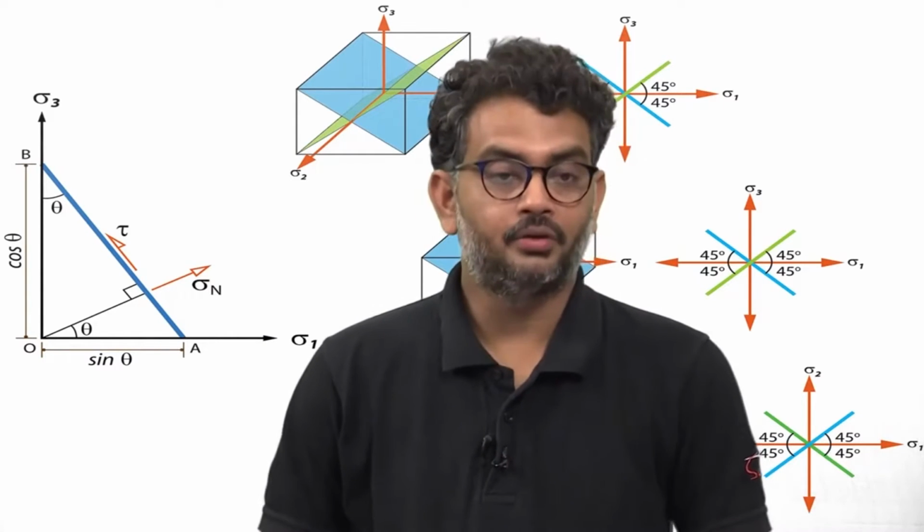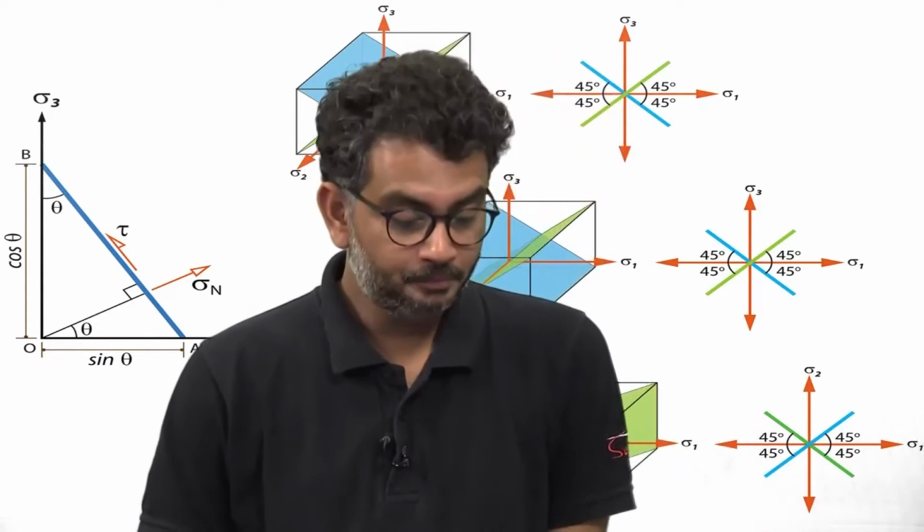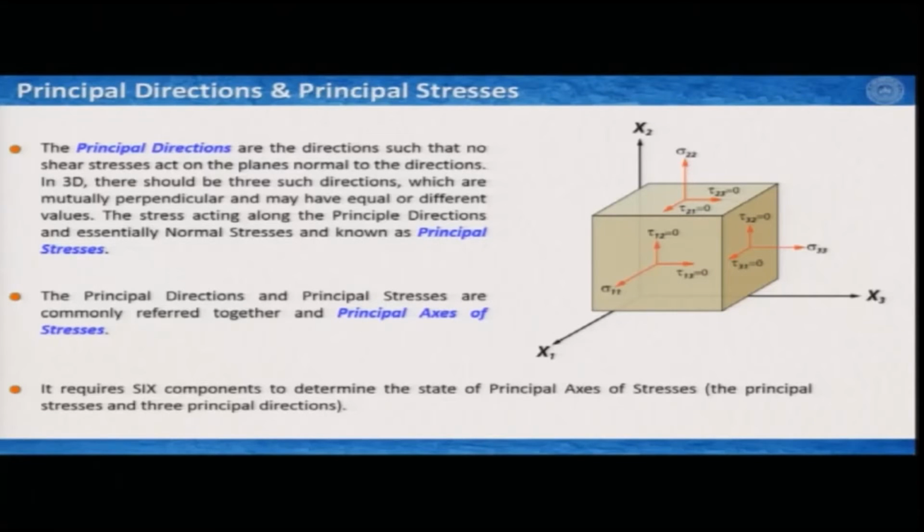So a little bit of review of the last lecture. We learnt about principal stresses and principal directions. So I just read this text. The principal directions are the directions such that no shear stresses act on the planes normal to this direction.